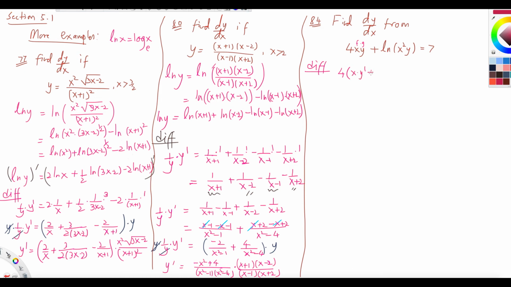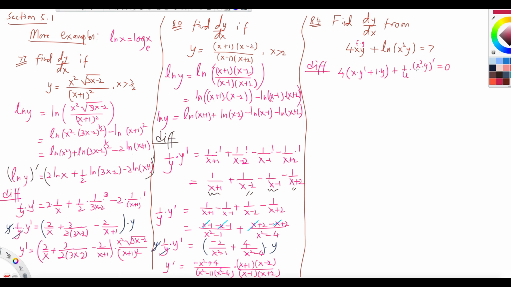And then plus f prime is 1 times g is y. Plus, what is the derivative of natural log of this? Natural log of u, it's like that, right? So what is the derivative of natural log of u? It is 1 over u times x squared y prime equals to 0, because the derivative of 7 is 0. So we need to find out the derivative of that one.